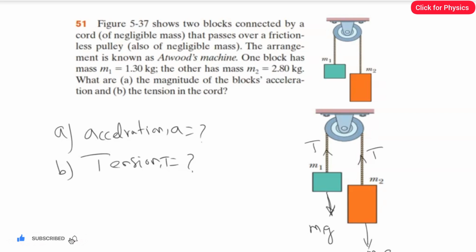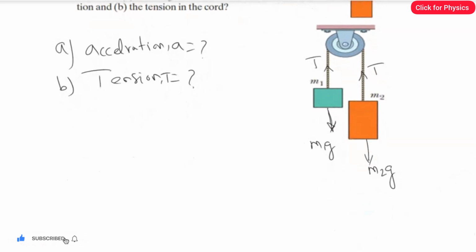Now, the most important thing we have to see: on the left hand side of the diagram, your tension is greater than m1g. And on the right hand side, your m2g is greater than the tension. Clear? So now we have to frame the equation with Newton's second law of motion, which is F is equal to ma. Now I am going to frame the equation for the left hand side, and by that we can easily get the answer for acceleration and the tension.